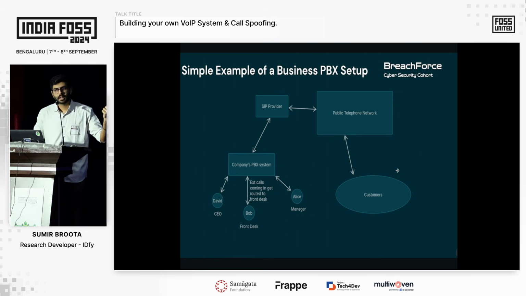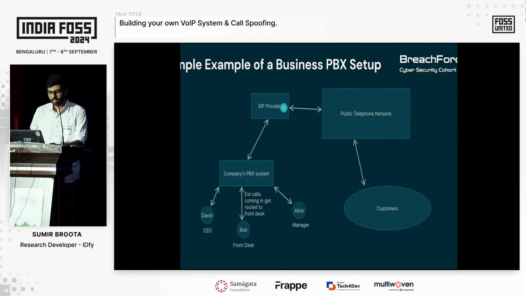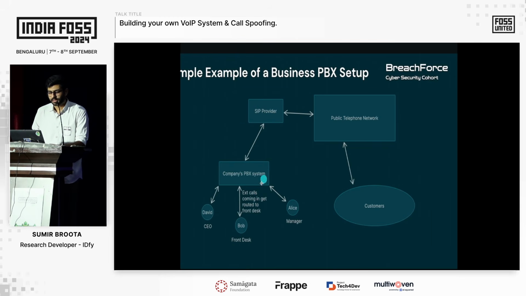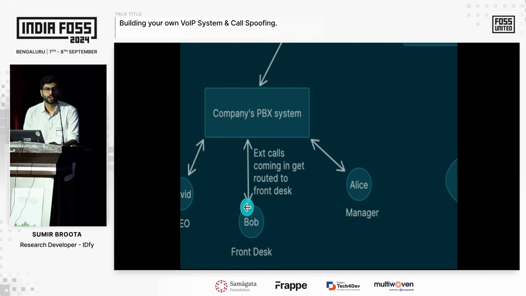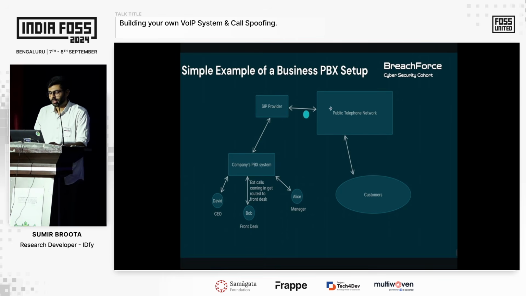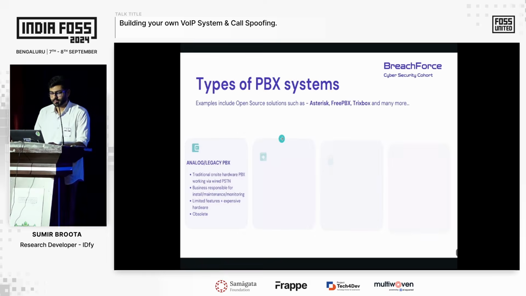So, a simple example illustrated as a diagram. You can see here your SIP provider. Basically, this is the one that's connecting you to the public telephone network. And this is the company's PBX system, for which I would recommend freePBX. It's FOSS. Also, the end users here, all these people, are basically going to be using SIP protocol phones, which are VoIP phones, soft phones. A recommendation for this would be linphone, which is again FOSS. And this allows you to connect to a public network.